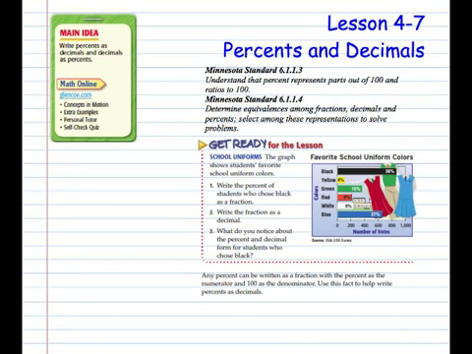This is lesson 4-7, percents and decimals. The graph shows students' favorite school uniform colors. Write the percent of students who chose black as a fraction. In the example, it says 36%. Percent means per 100.